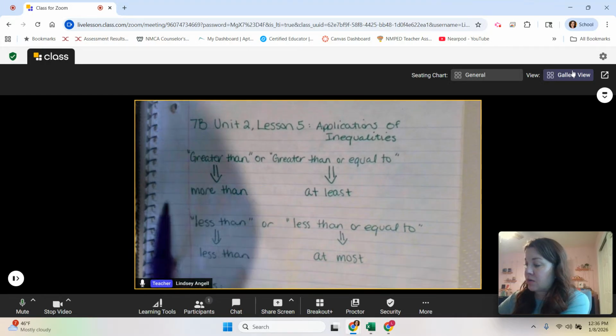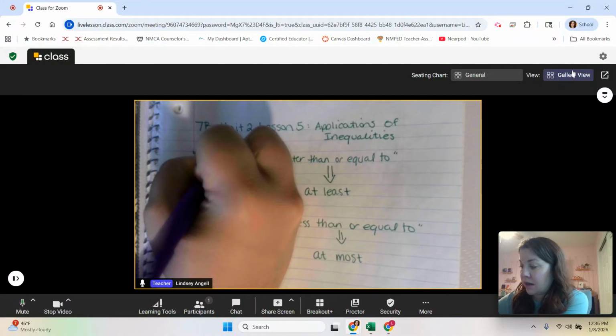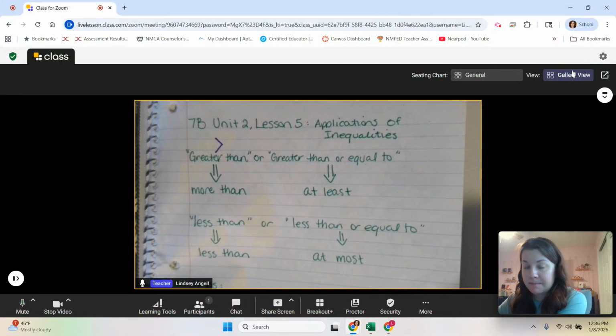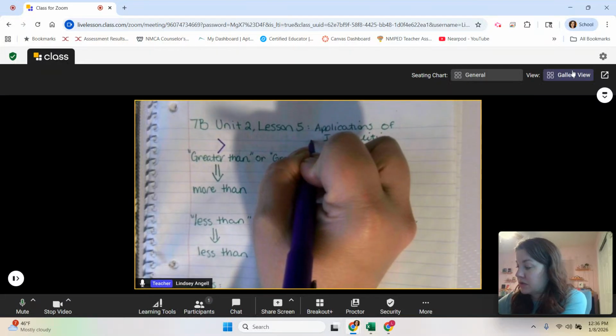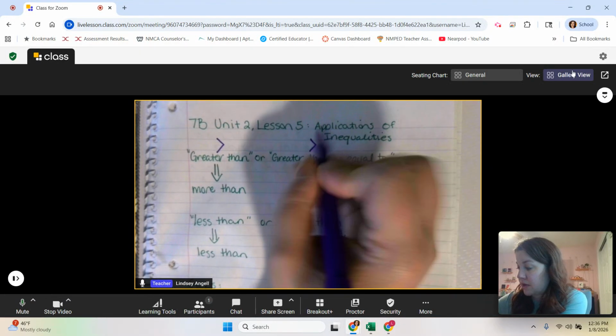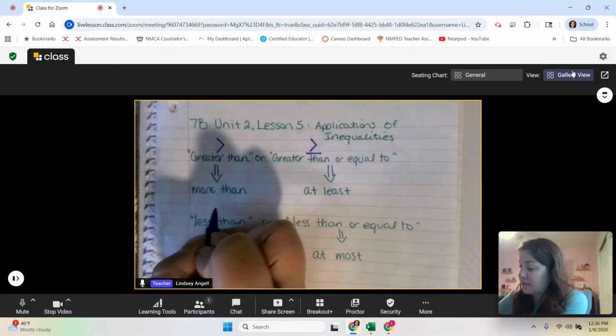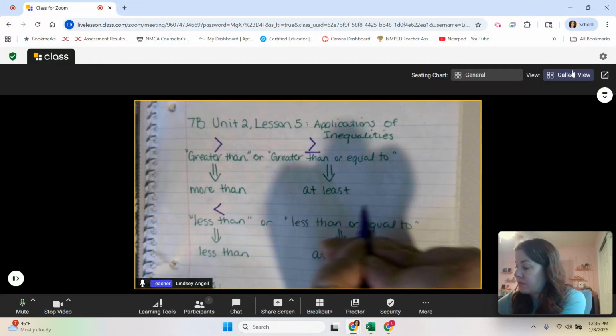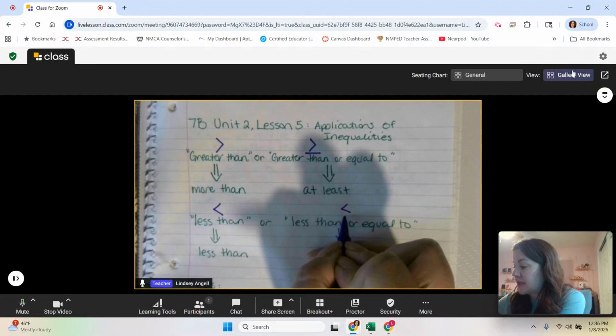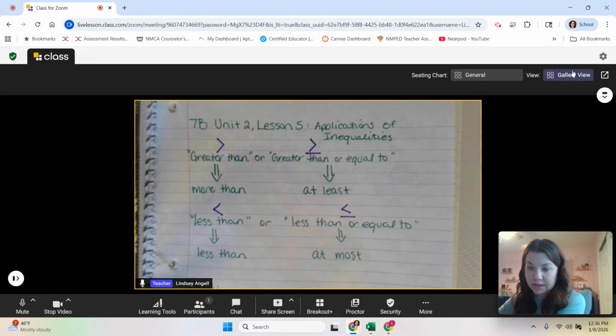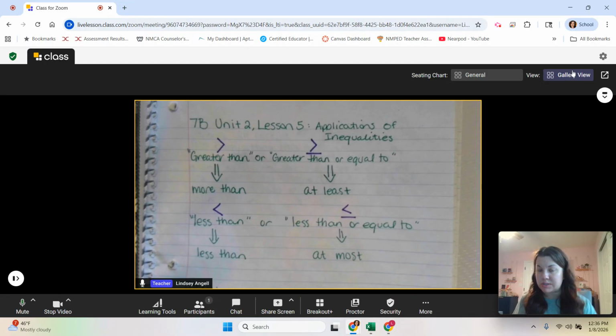As a reminder, greater than, that would be this symbol here. Greater than or equal to, that would look like this. So greater than symbol, but with a line underneath. Less than faces the other way. And then less than or equal to, same sign, with a line underneath. Okay? So hopefully those are good reminders.